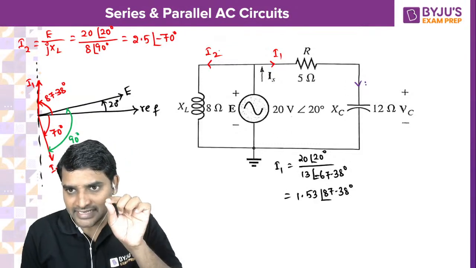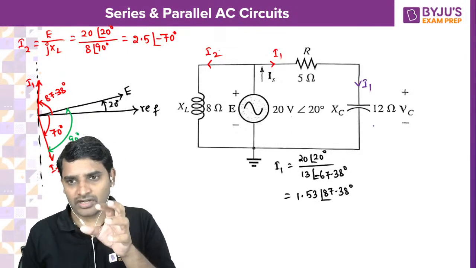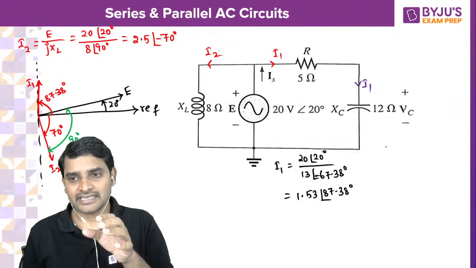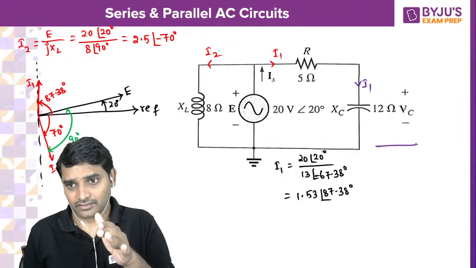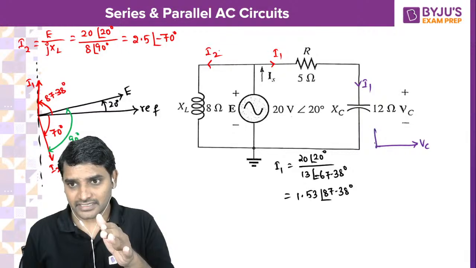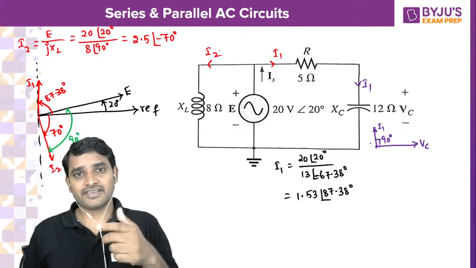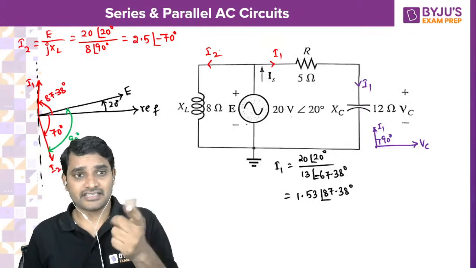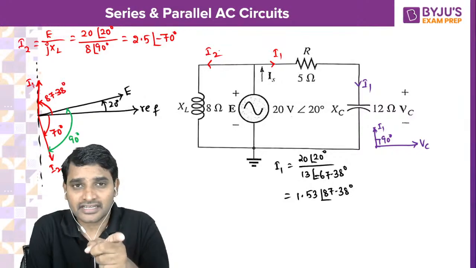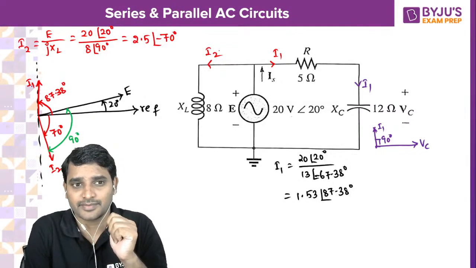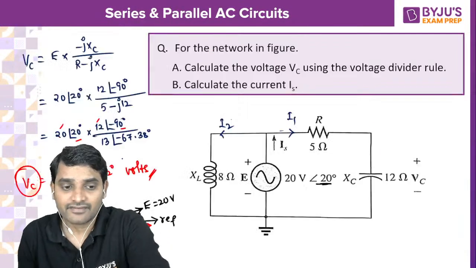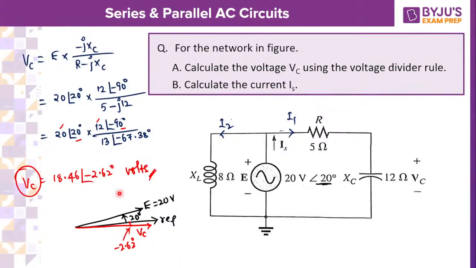If I1 current is flowing through the capacitor, the voltage across the capacitor definitely lags the I1, or not? Voltage across a capacitor definitely lags the current by 90 degrees. Let us see. VC is lagging current or not? This is the current which is flowing through the capacitor. I1 is the current which is flowing through the capacitor. Where was VC? We have got VC here, 2.62 degrees lagging with respect to reference.